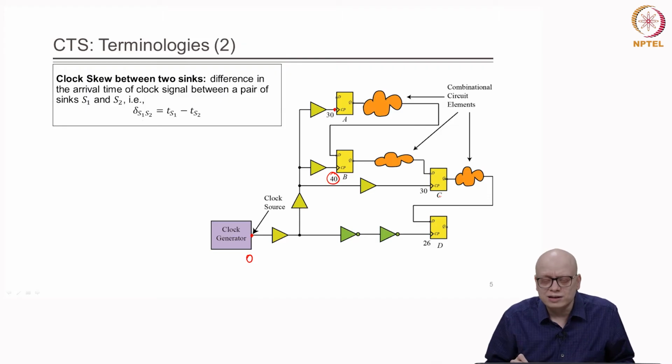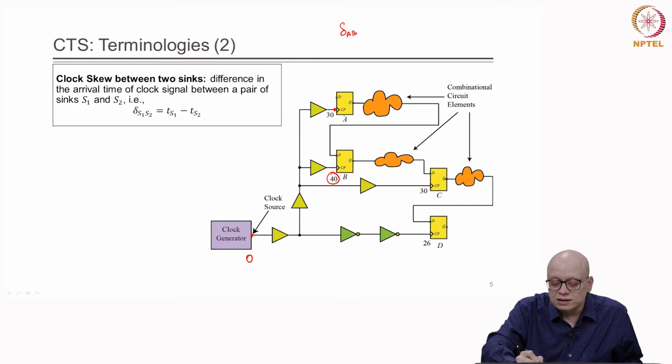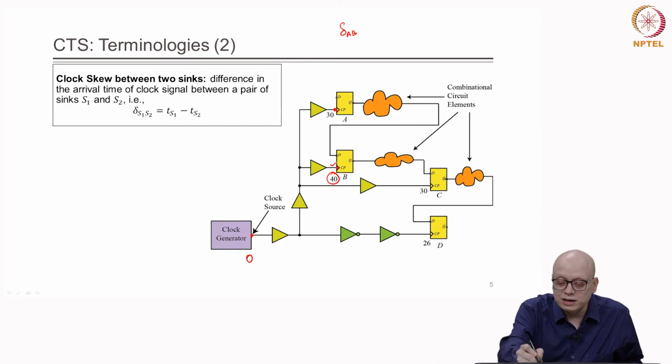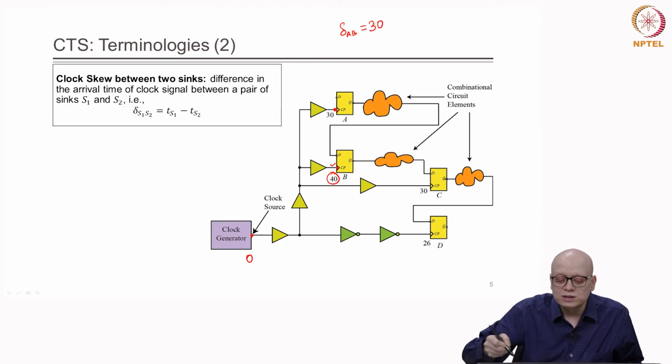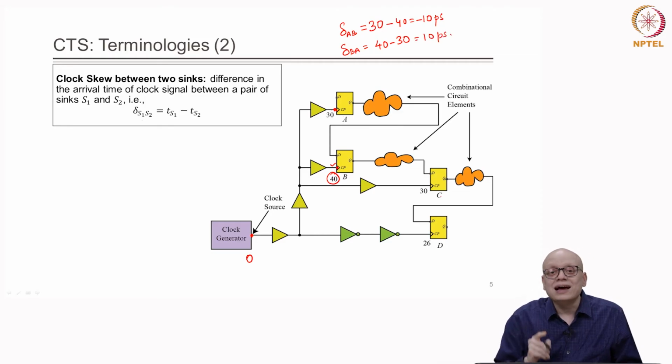So, assume that this is the circuit. Then in this case, what is delta AB? That is the skew between the sink A, this clock pin, and sink B, this clock pin. This will be equal to 30. Let us assume that the time unit is picosecond. So, delta AB will be 30 minus 40 is equal to minus 10 picosecond, right. Now, if we take delta BA, then it will be 40 minus 30 is equal to 10 picosecond, right. So, the sign of the skew is also to be noted.